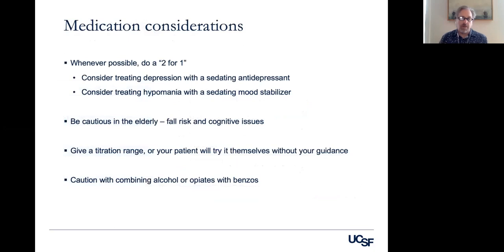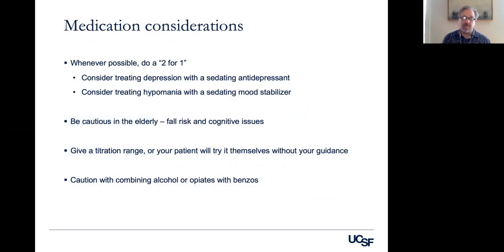So if you are going to do medications in general, and I'll talk about the specific meds in a moment, you want to think about 2-for-1s. If you're treating somebody with depression who also has insomnia, a sedating antidepressant like mirtazapine can be really helpful in treating both conditions. If you're treating hypomania, you might think about a sedating mood stabilizer, possibly an atypical antipsychotic that's sedating, like quetiapine or olanzapine.